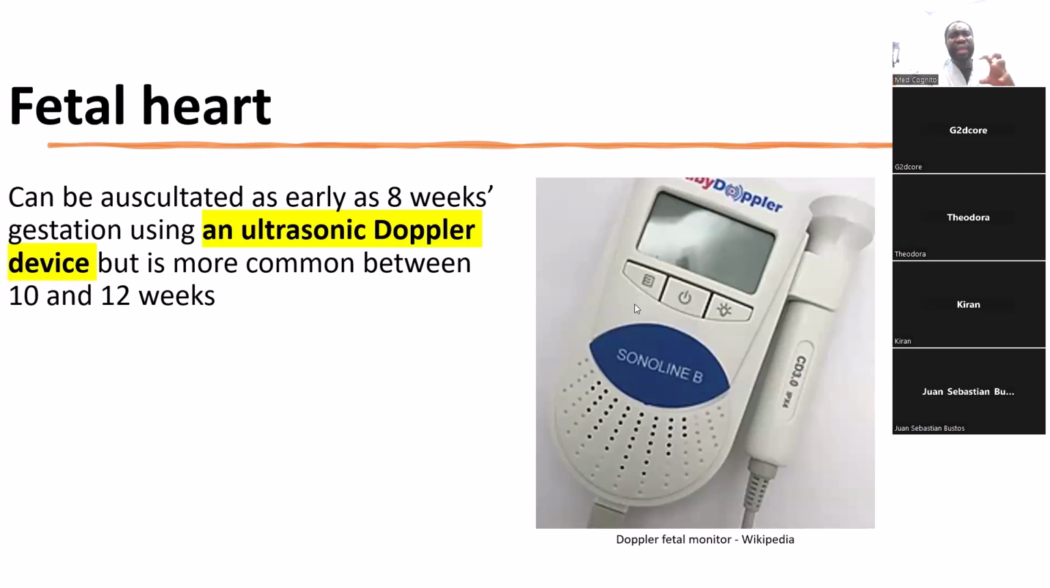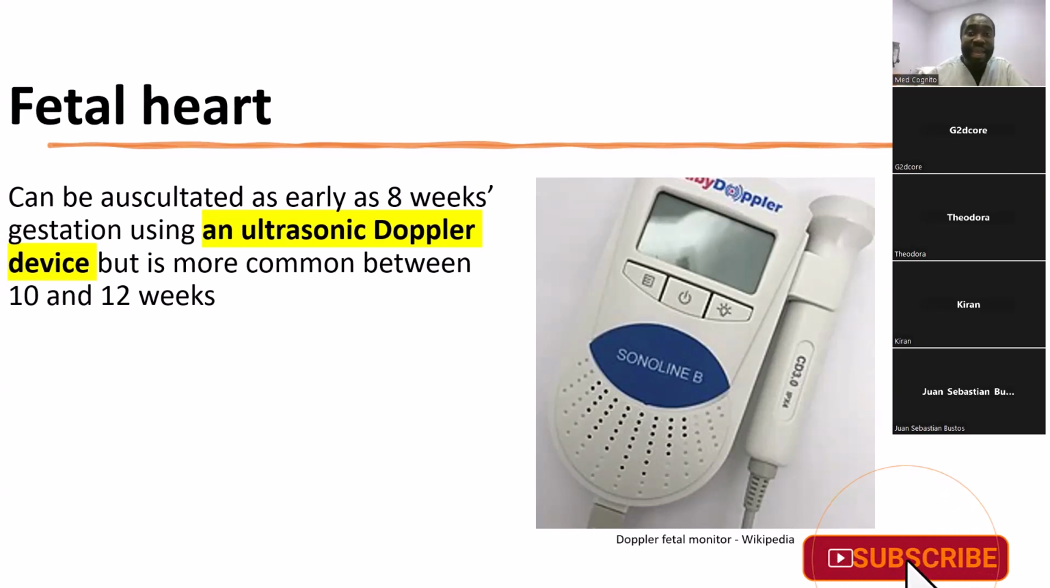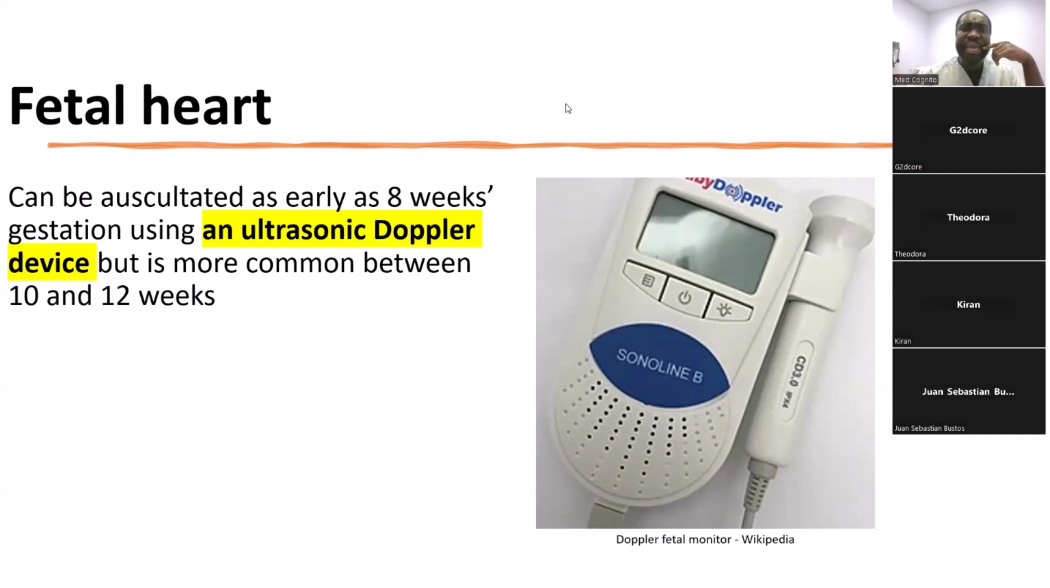So let's talk about measurement of the fetal heart rate itself. I'm sure a lot of us are familiar with this particular Doppler fetal monitor, where you put it on the tummy, and then you get the results you want by getting the fetal heart rate. So usually, as early as 8 weeks, you can use the ultrasound Doppler. But when it goes beyond 8 weeks, so 10 to 12 weeks, then that's when you can use the Doppler fetal monitor to check, right?